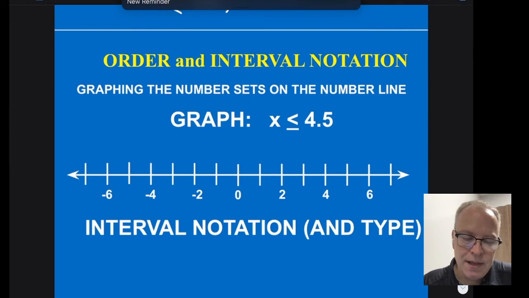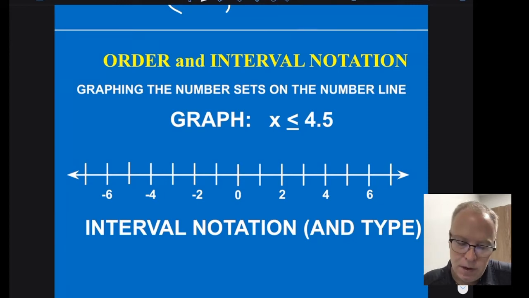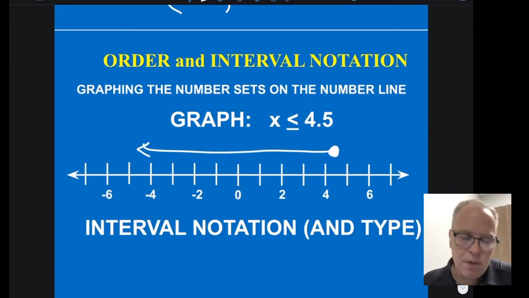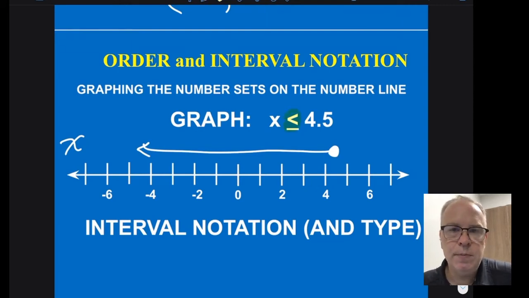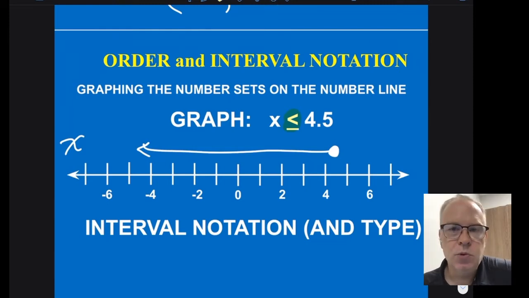X is less than 4.5. So here's 4.5. I'm going to do a closed circle because it includes the equal sign and draw my arrow to the left because this time X is small, right? This is a less than symbol, which means X is smaller than 4.5. And after all, these graphs represent where is X? X is under 4.5. So we draw our arrow to the left.